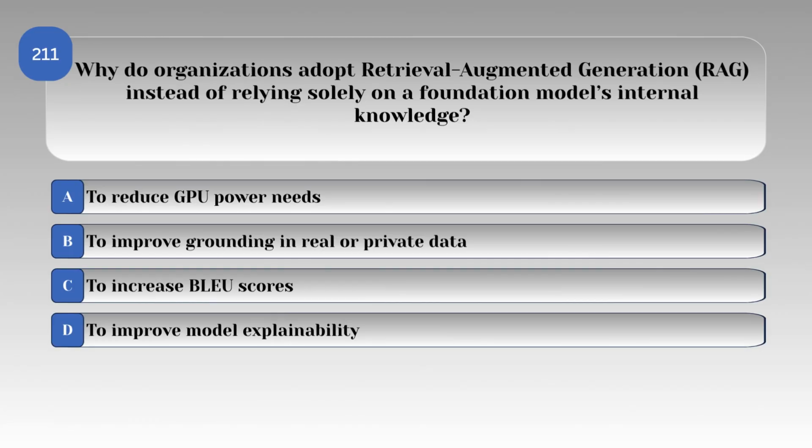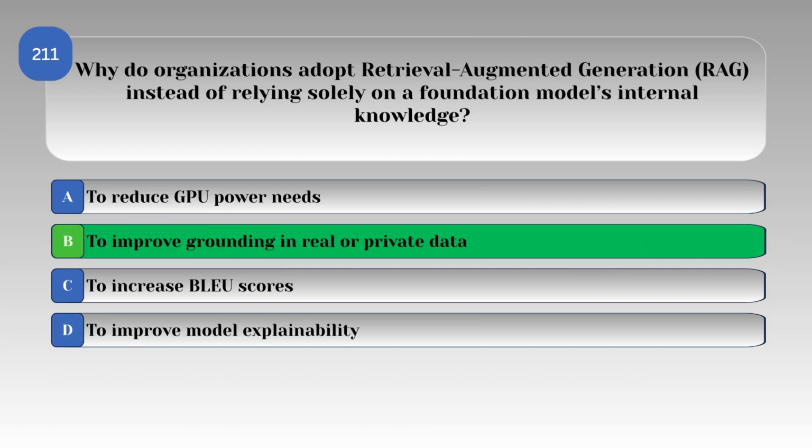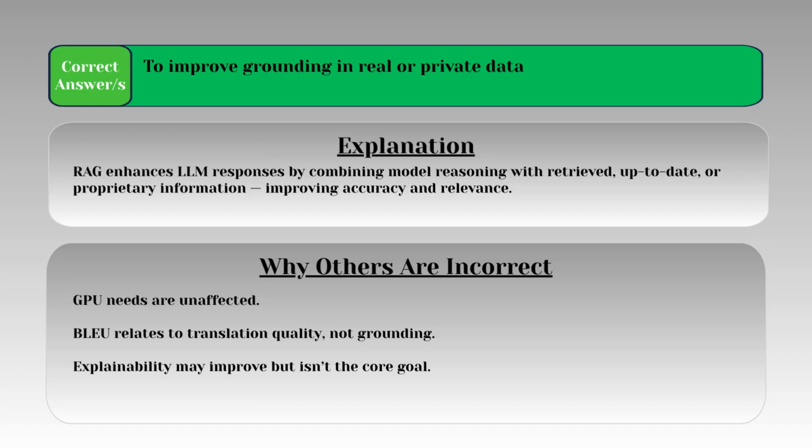Why do organizations adopt retrieval augmented generation instead of relying solely on a foundation model's internal knowledge? Correct answer: to improve grounding in real or private data. Explanation: RAG enhances LLM responses by combining model reasoning with retrieved, up-to-date, or proprietary information, improving accuracy and relevance.